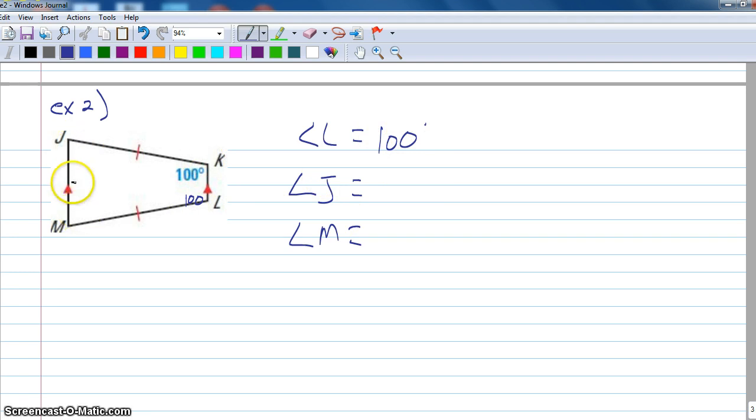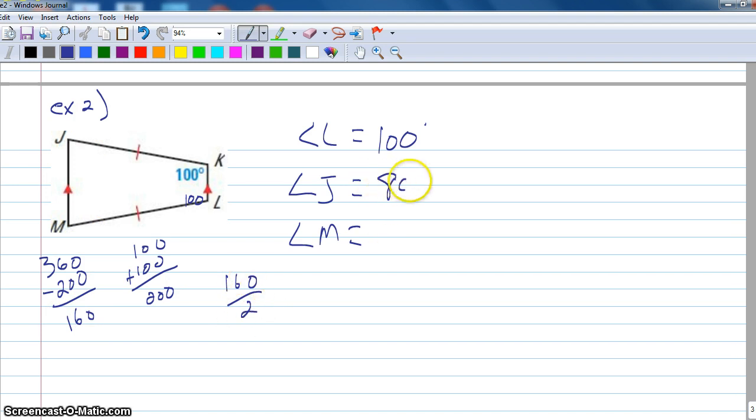Which means that these two have to be exactly the same. You have 100 plus 100, that's 200. All of it should be 360. That leaves 160, which means each one of these is 80, and 80.